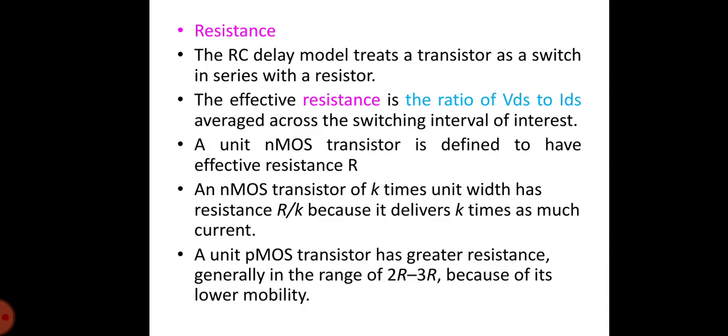The effective resistance is the ratio of VDS to IDS averaged across the switching interval of interest. A unit NMOS transistor is defined to have effective resistance R. An NMOS transistor of K times unit width has resistance R/K because it delivers K times as much current. A unit PMOS transistor has greater resistance, generally in the range of 2R to 3R, because of its lower mobility.